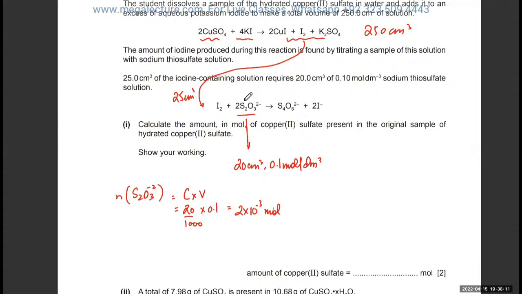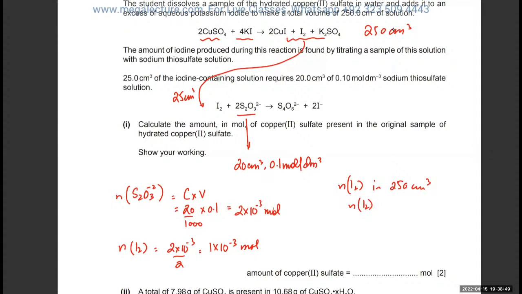So it's 2:1. So you're going to try and find the moles of iodine now. So moles of iodine would be 2 times 10 to the power minus 3 moles divided by 2, right? Which would be 1 times 10 to the power minus 3 moles. Now, those are the moles in the 25 cm³ sample. Then you're going to try and find the moles in the 250 cm³ sample. So the moles of iodine in 250 cm³, that's going to be 10 times more.